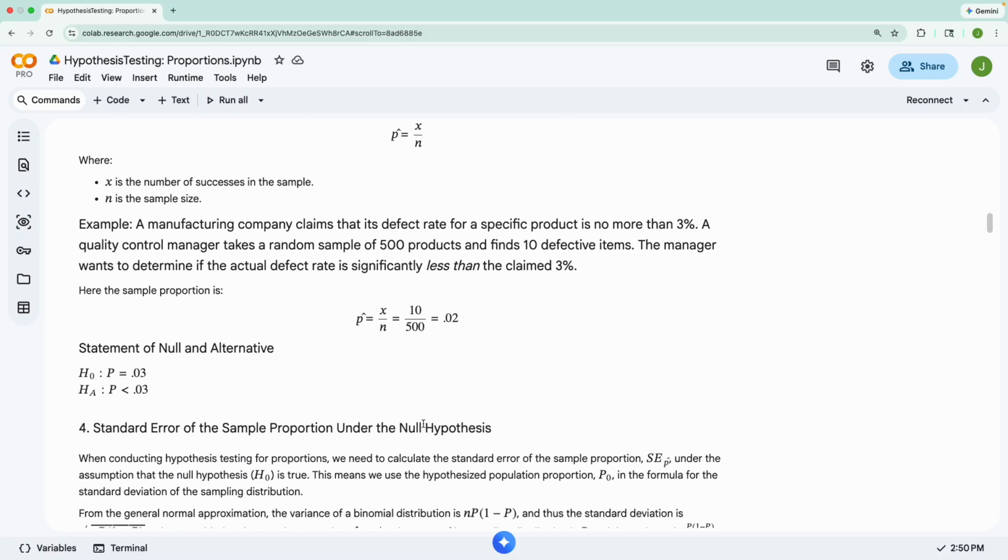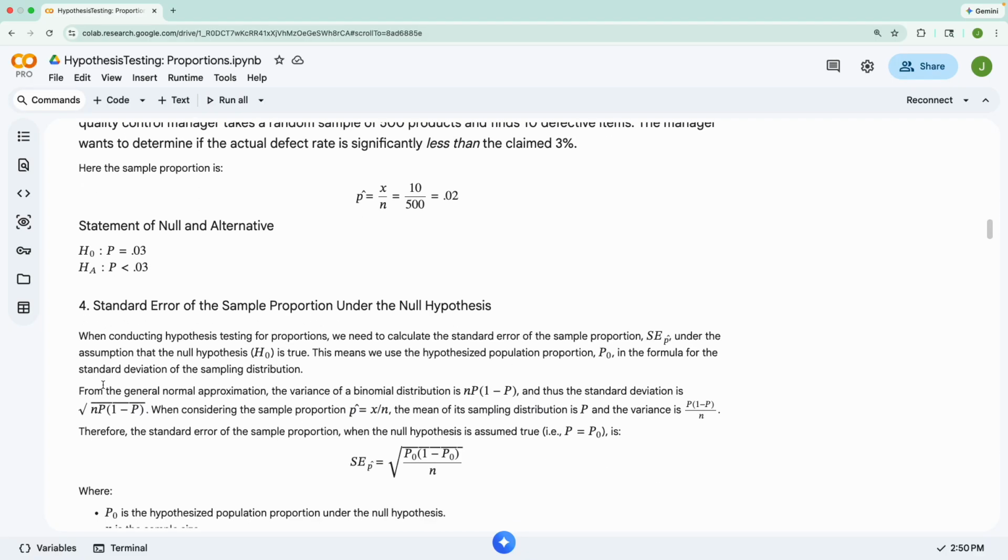In this example, our null is that the company claims the defective rate is 3%. The quality control manufacturer thinks it could be less than 3%. So that's our statement of null and alternative. The way things currently are believed to be true is it's 3%. We want to establish or prove that it's less than 3%.